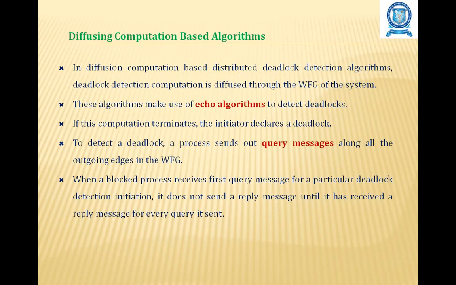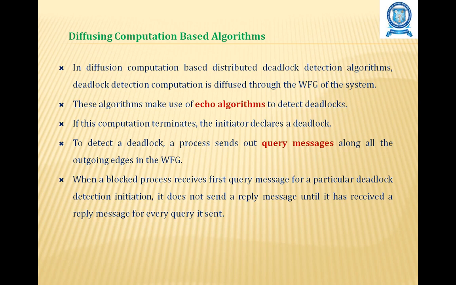The next algorithm is the diffusion computation based algorithm. In diffusion computation based distributed deadlock detection algorithms, deadlock detection computation is diffused through the wait for graph of the system. These algorithms make use of echo algorithms to detect deadlock. This computation is superimposed on the underlying distributed computation. If this computation terminates, the initiator declares the deadlock.